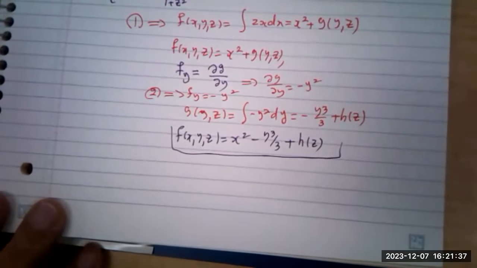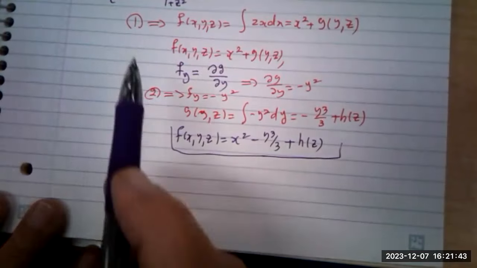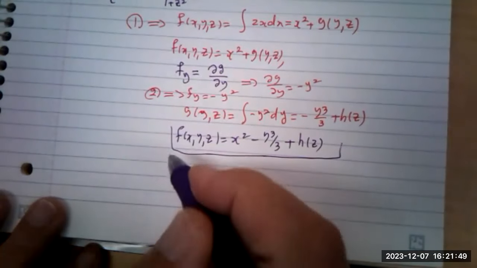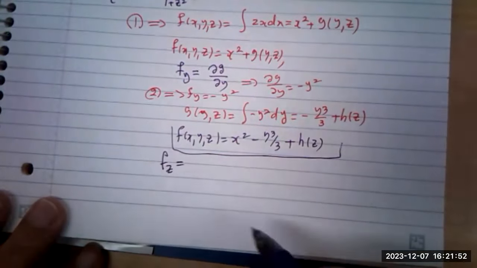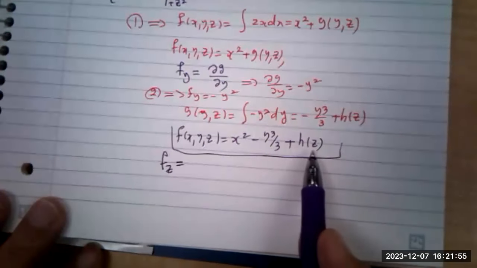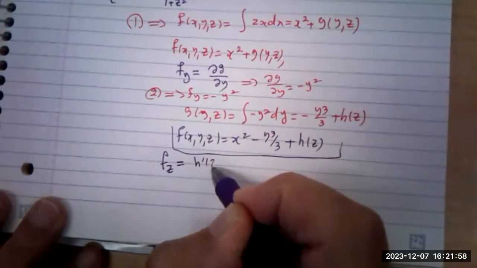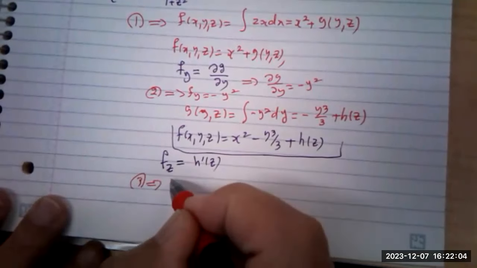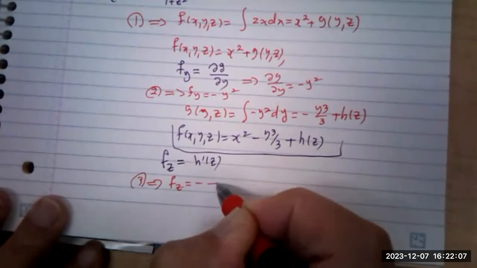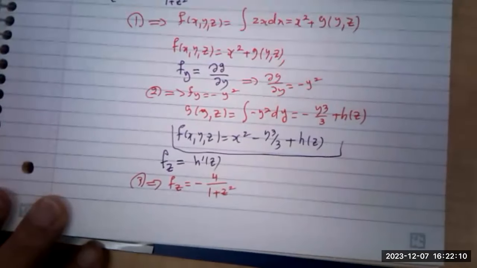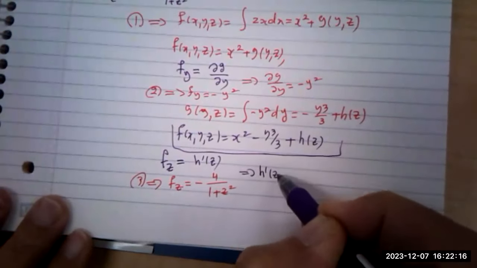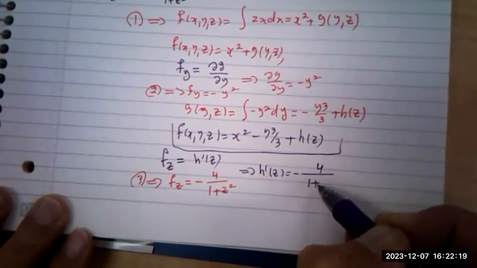Any question? And you have to check to see if there is any z in it. So differentiate with respect to z and use part 3. If you differentiate with respect to z, what's going to be fz? There is no z here, no z here, everything will be 0, so we get h prime of z. But in the third equation, you do have fz. Fz is negative 4 over 1 plus z squared. They must be equal to each other, so h prime of z would be negative 4 over 1 plus z squared. So there is a z in it.